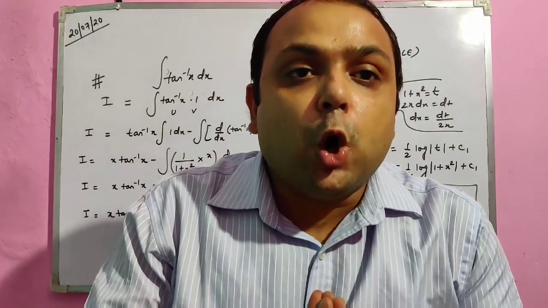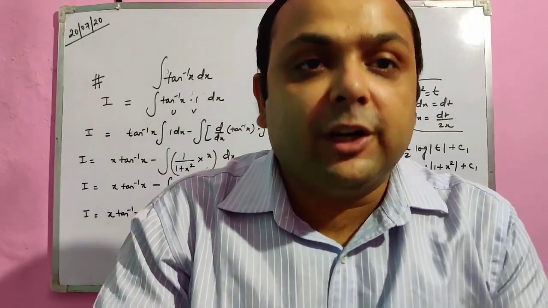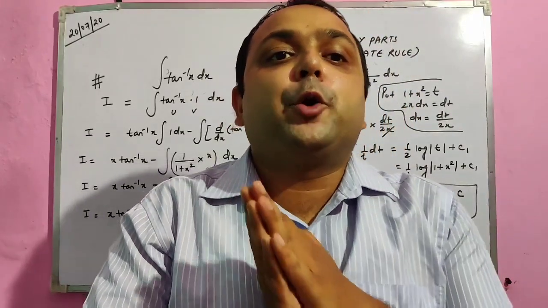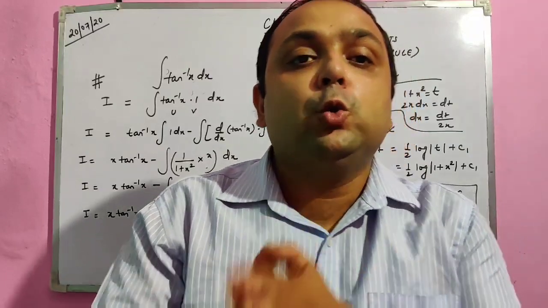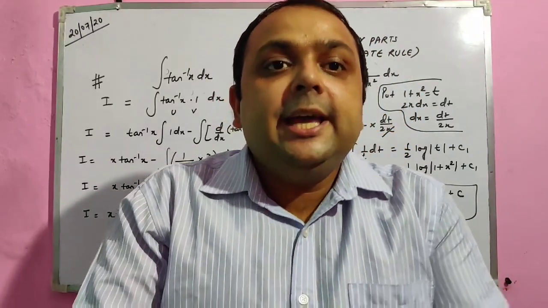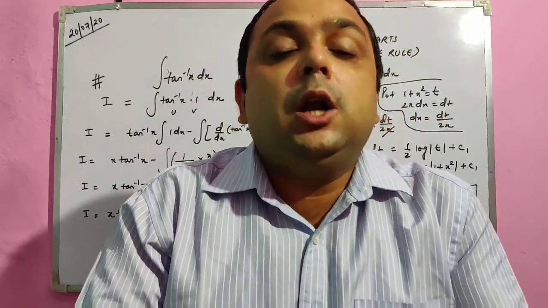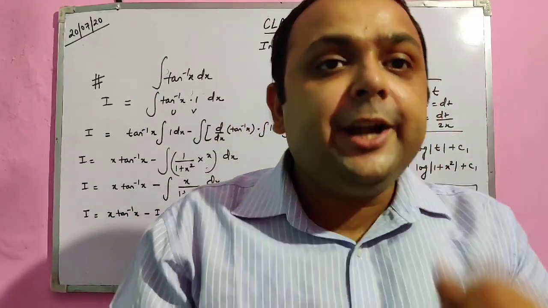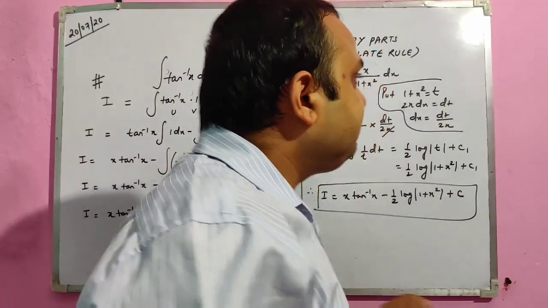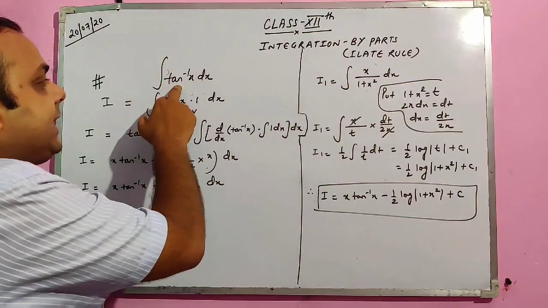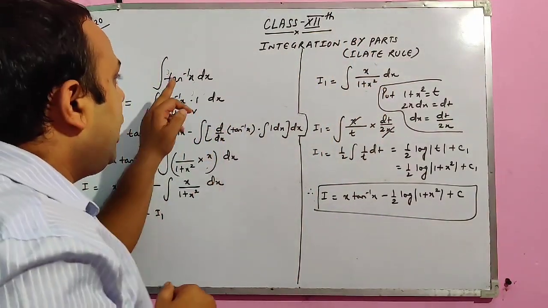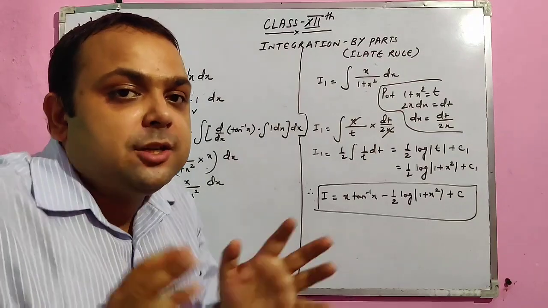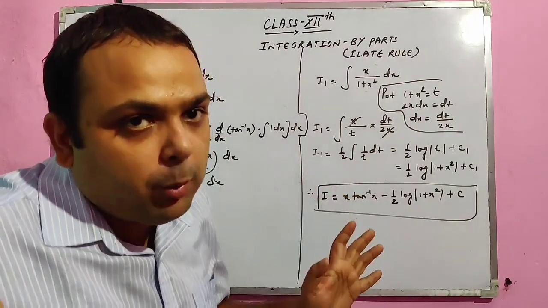So in order to solve a problem having two functions, just like we have the product rule in derivative, we have a rule of product in integration also, which is called the rule of by parts, or we can say the Ilate rule. Now we have a question, integration of tan inverse x. Now this tan inverse x integration is not known to us. We don't have any formula.